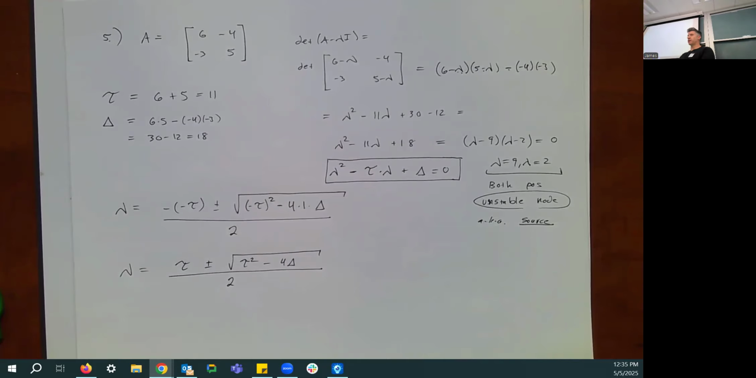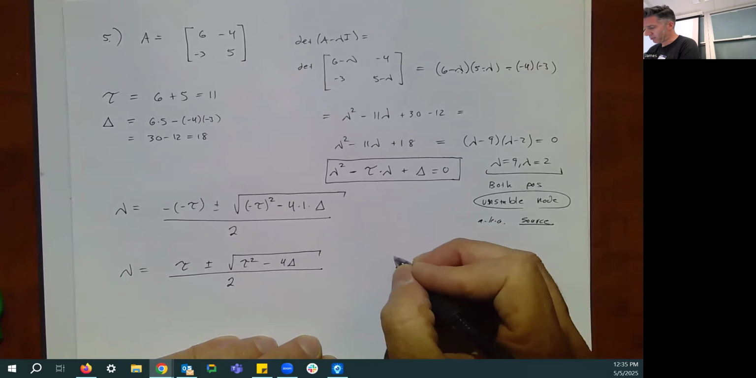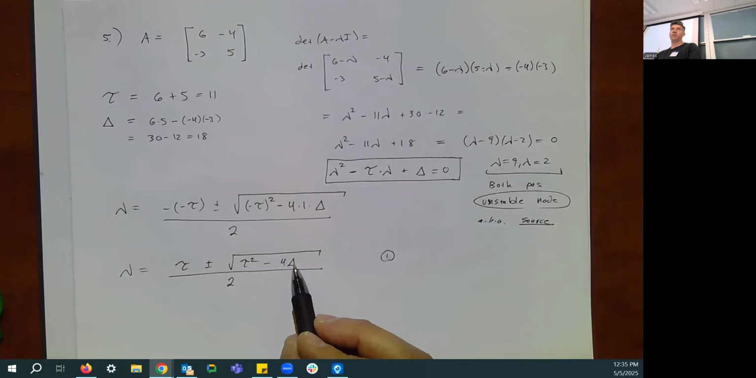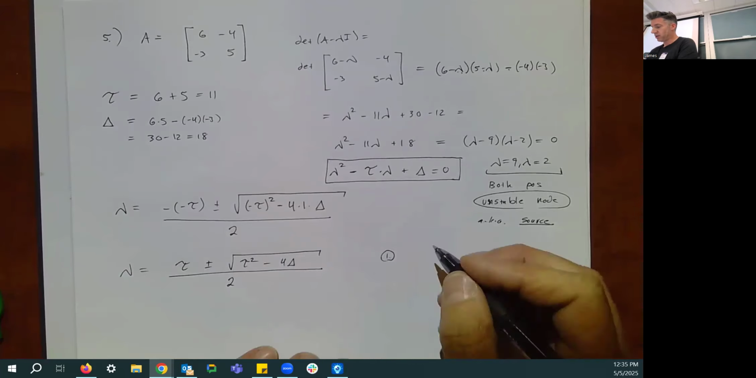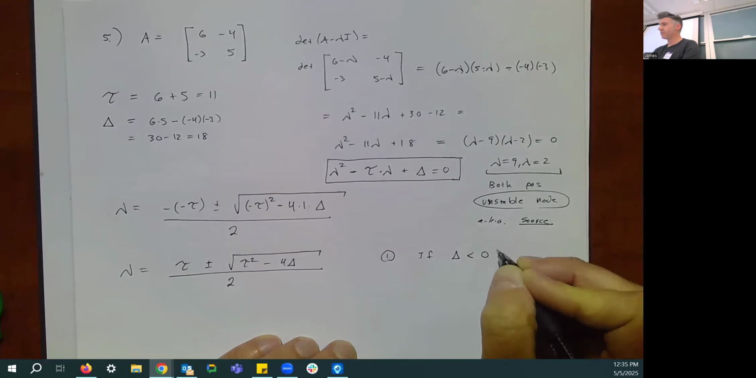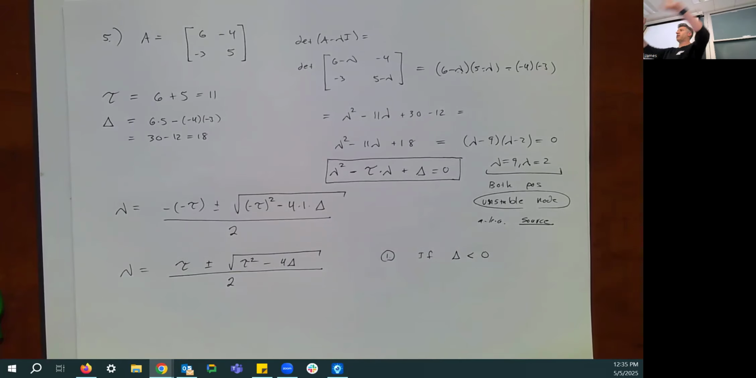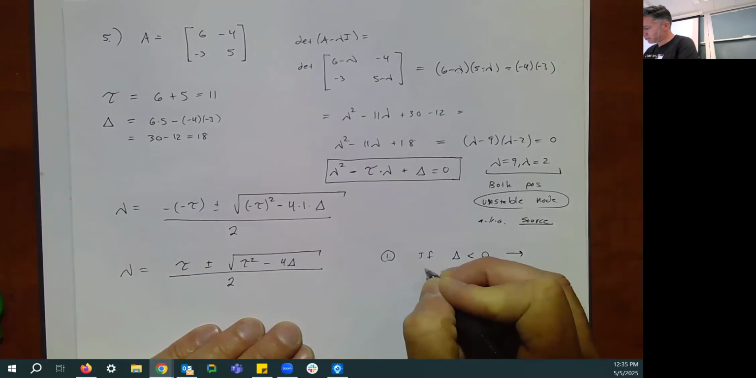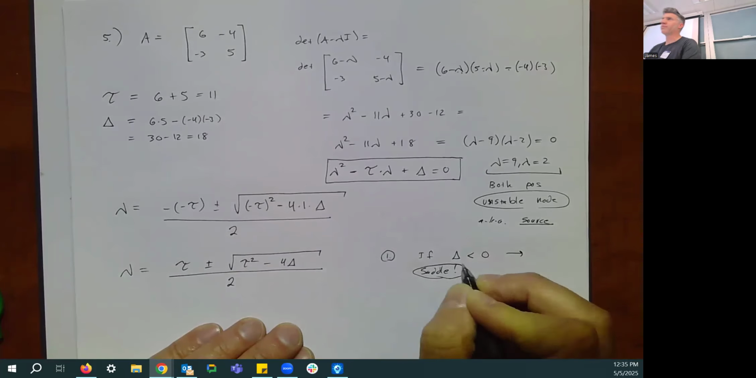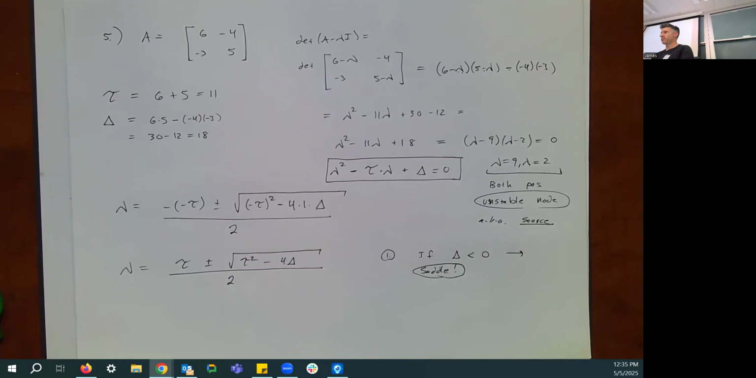Here's what I think is kind of neat. Observation 1. If the determinant of your matrix is negative, it's automatically a saddle. Every time. Why would that be true? Well, let's take a look here.